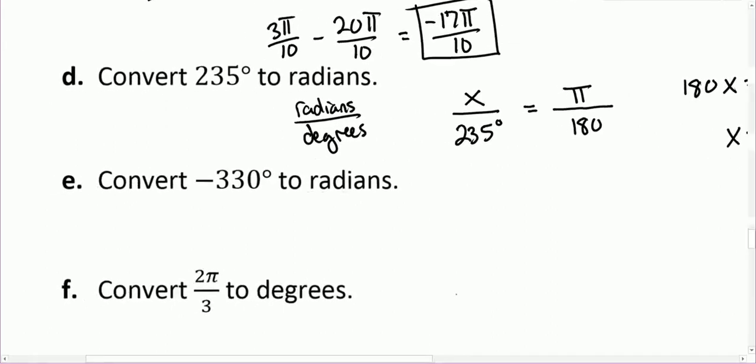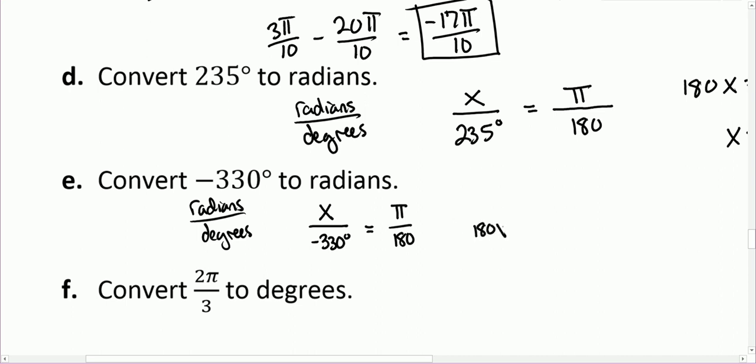We're going to convert now negative 330 degrees to radians. Again, I'll set up my fraction radians over degrees. I don't know my radians, so that's x, but I know it's equal to negative 330 degrees. So that fraction is equal to 1. Also, I know that pi radians over 180 degrees is also equal to 1. And so now I have my proportions that I can use to cross multiply.